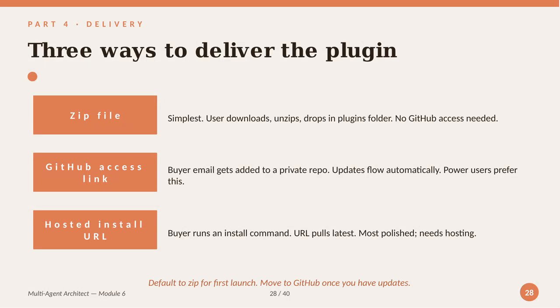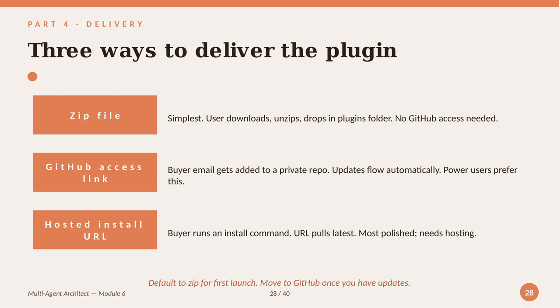3 deliverable formats. Each has trade-offs. Zip file. Simplest. The buyer downloads the zip, unzips it, drops the folder in their plugins directory. No GitHub access needed. Updates are manual. The buyer has to come back to Gumroad to download new versions. Best for first launches and self-contained, infrequently updated plugins.